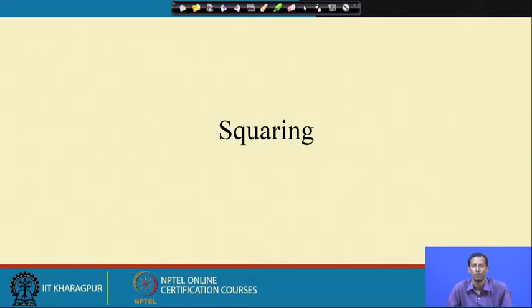Squaring, I think squaring means what? X square or y square or a square or b square means what? I am multiplying the same number, that means the multiplier and multiplicand bits or numbers are the same. So, at that time that is the square. If I multiply a with b, it will be a b. Otherwise, if I am multiplying a with a, at that time it will be a square.